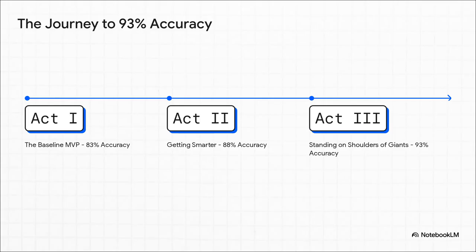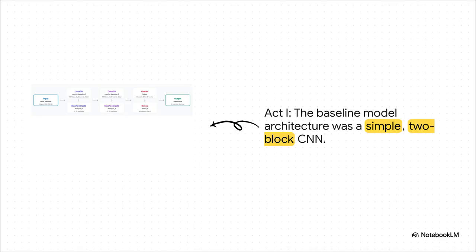So we'll start with Act 1, a really simple minimum viable product, or MVP, that got us to a pretty respectable 83% accuracy. Then, in Act 2, we'll see how we got a bit smarter and pushed that up to 88%. And finally, Act 3, the grand finale, where we stood on the shoulders of giants to get a massive breakthrough, hitting almost 93%. So, Act 1.